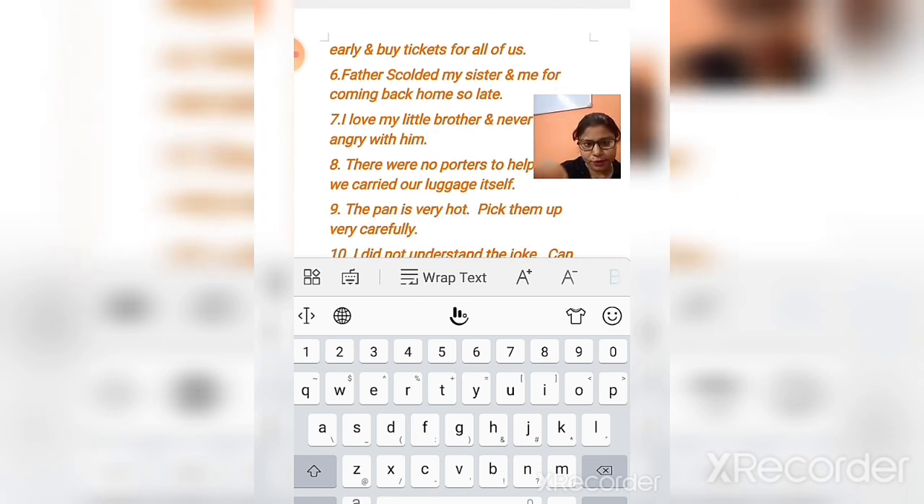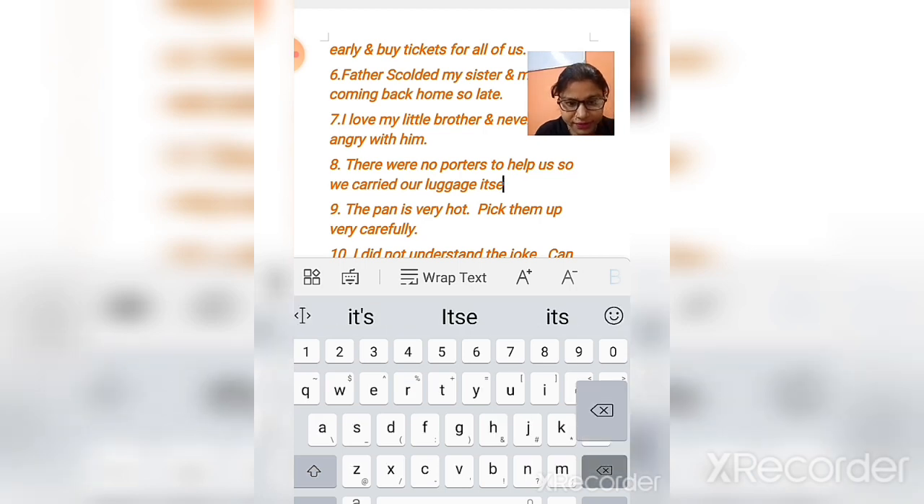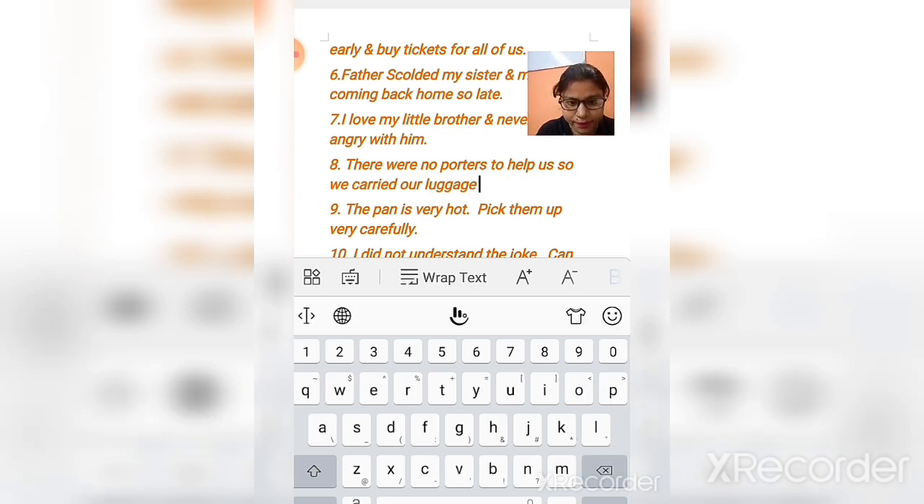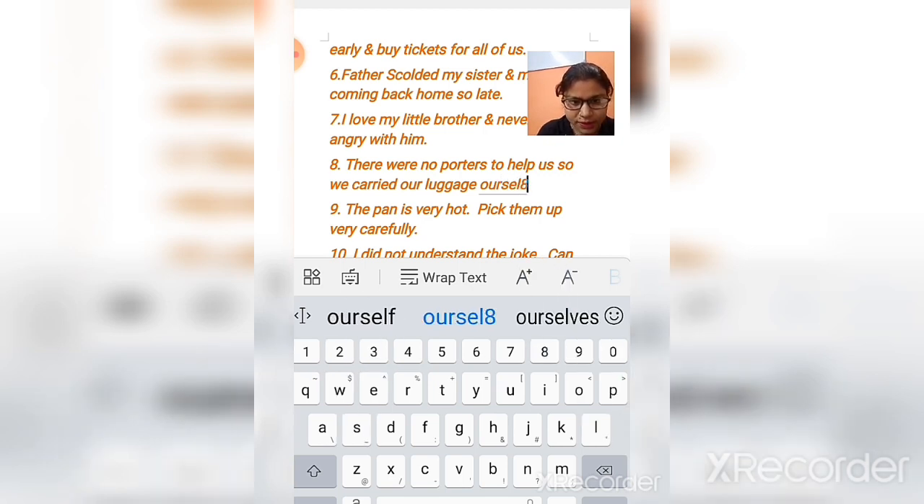Now let us talk about 8. Let us see what it says. There were no porters to help us, so we carried our luggage. Not "ours", not "itself". It becomes "ourselves". Clear?